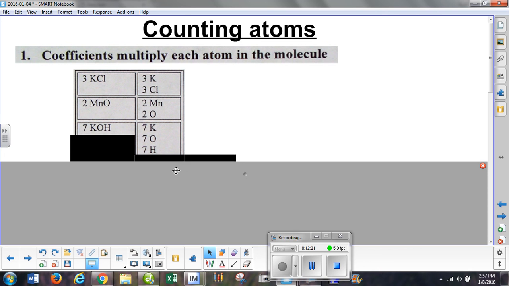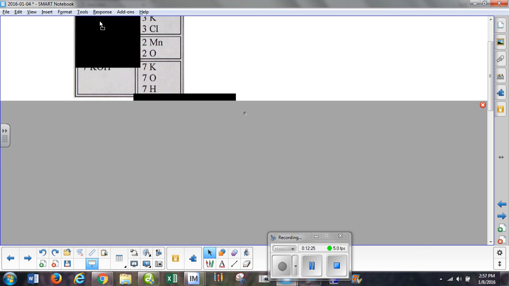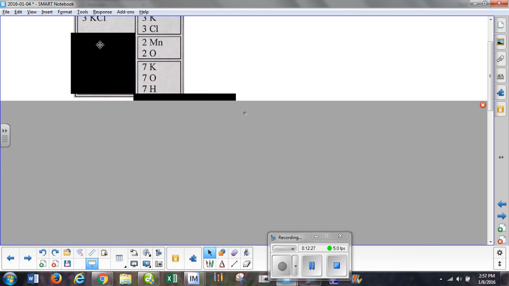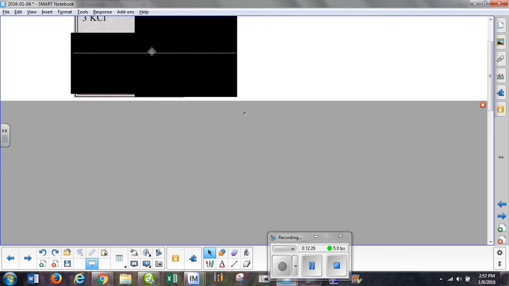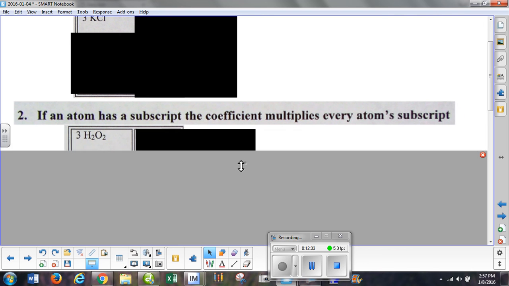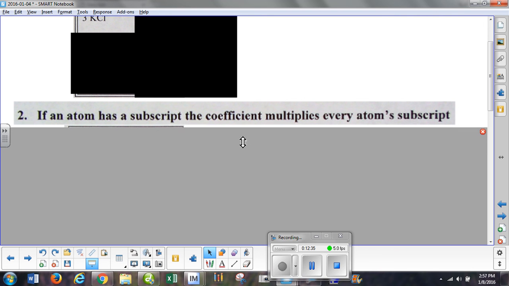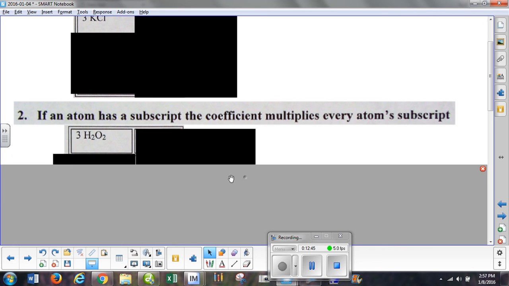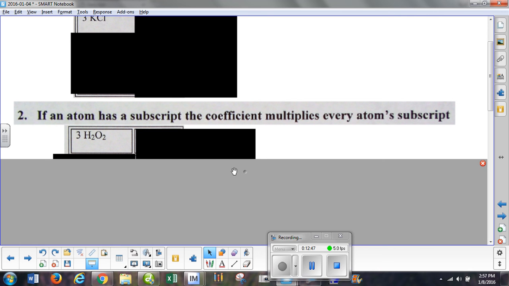Okay, pretty easy, huh? No problem there. All right, now let's look at our second rule that you're going to be using, which allows you to see how to put things together when you have a subscript on the atoms. If an atom has a subscript, the coefficient multiplies every atom's subscript. Coefficient is the number out front.